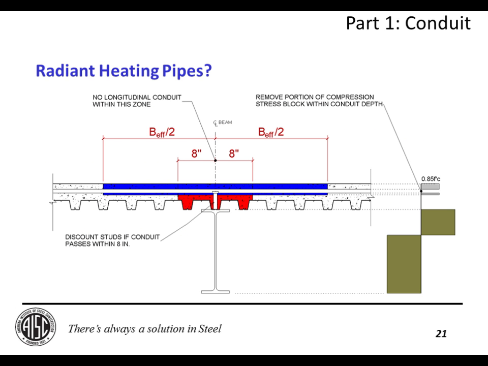So here is a diagram of this pictorially. You want to keep a longitudinal conduit outside of this red zone, 8 inches of each side of the member. You would also discount a stud if the conduit passes within 8 inches. And then over here in your compression block, you leave out this little piece of slab, so your compression block would get a little bit deeper when you're doing your checks.